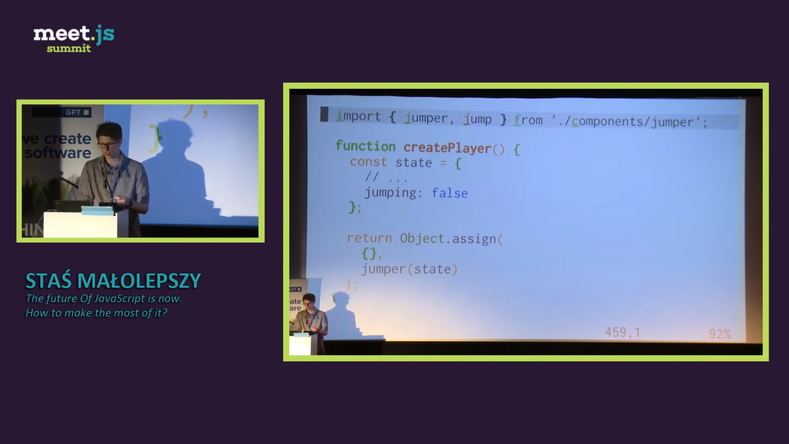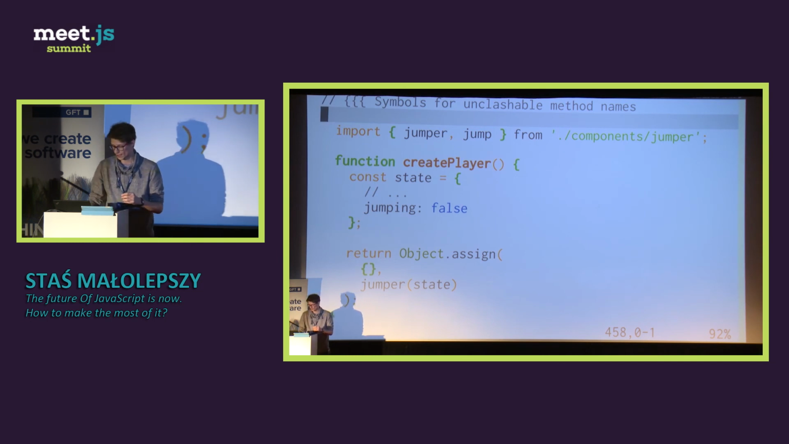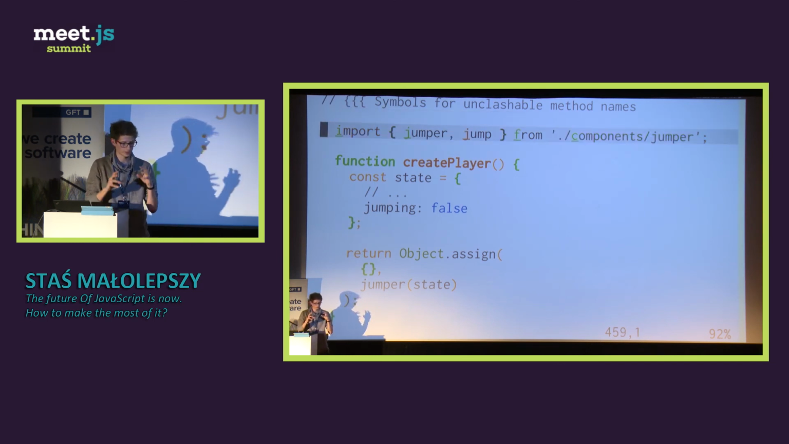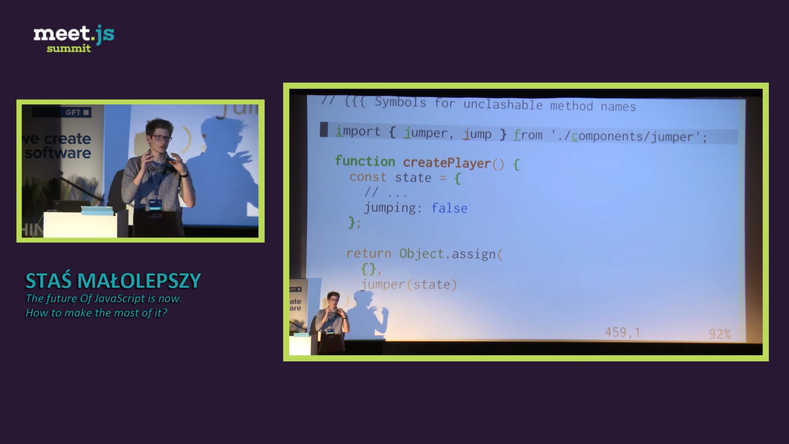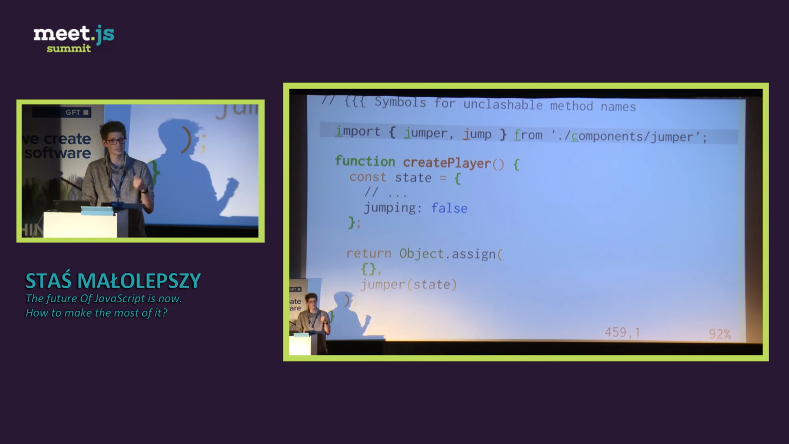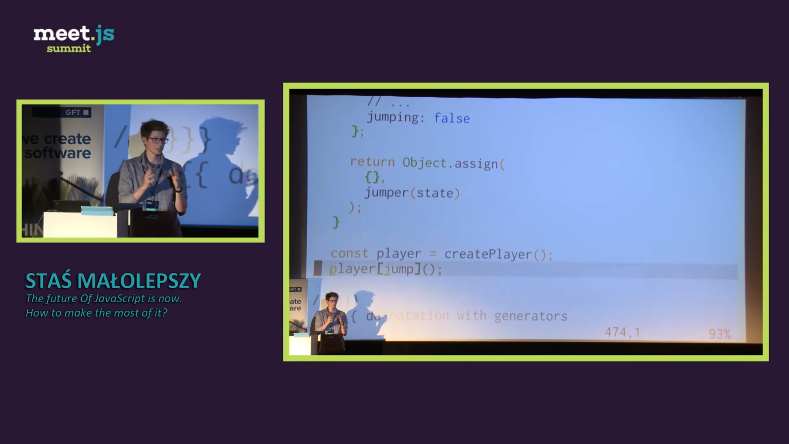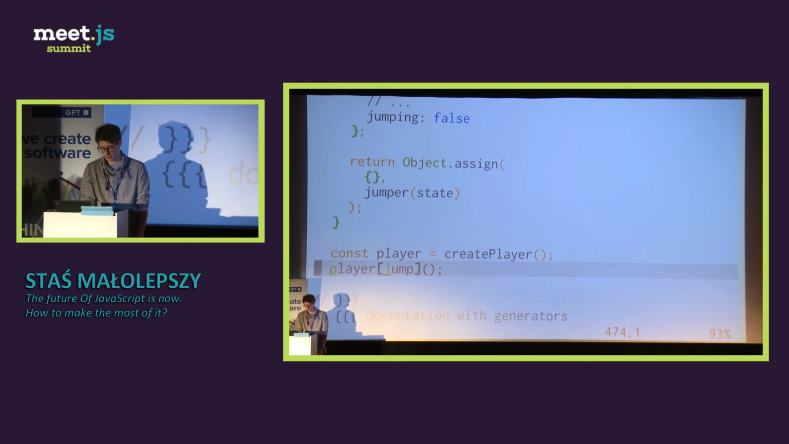unclashable methods, really. So if you recall my example from the composition with Object.assign before, in that example, the jumper component would create a method called jump on your object. But what if you use different components, and some of these names clash? Well, with symbols, you don't have to worry about that because symbols are always unique. So you can also export the symbol as the name of the property or the method, and then use that symbol like this. And this will be unique and unambiguous.